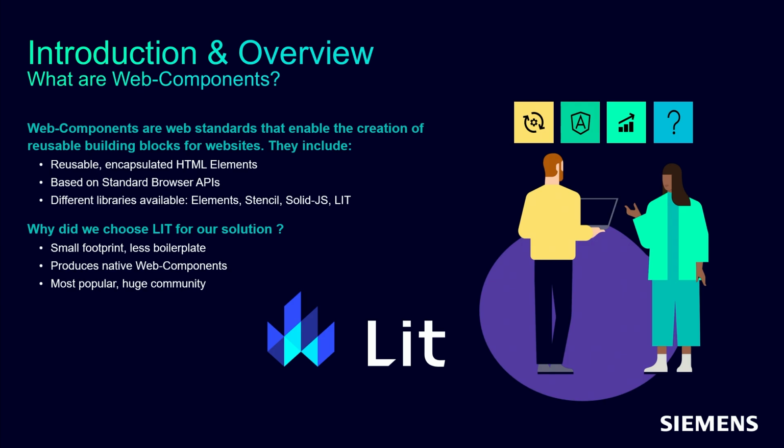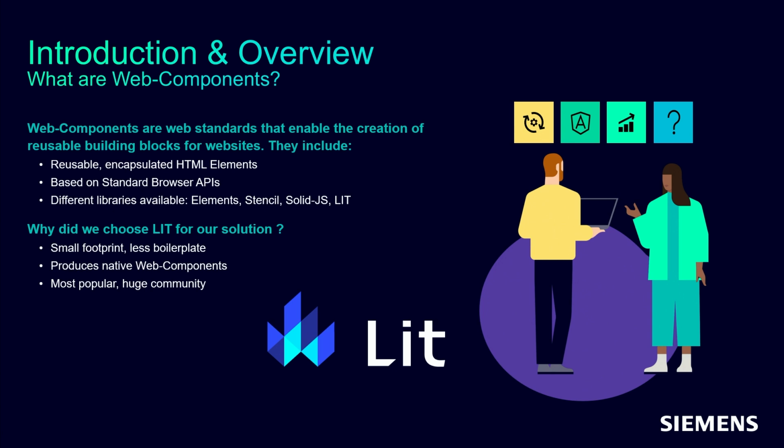Each of these libraries has different strengths, but today I want to focus on Lit, because this is what we selected for our solution. Why Lit? We said it focuses on some key factors. And this was, for example, it has a very small footprint and less boilerplate. So Lit is very lightweight. This means it does not add unnecessary weight to your application. It also helps to reduce the amount of boilerplate code you need to write.